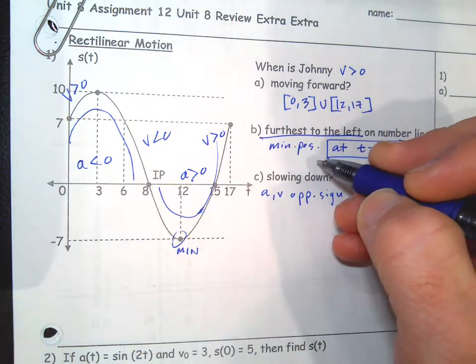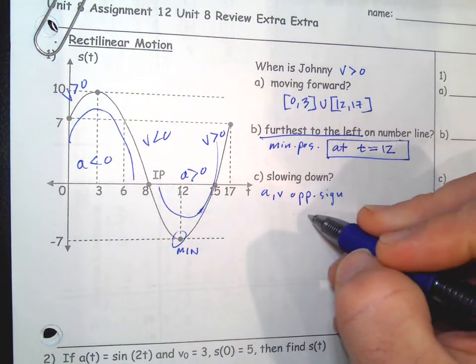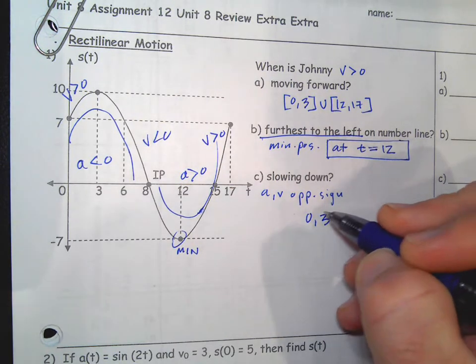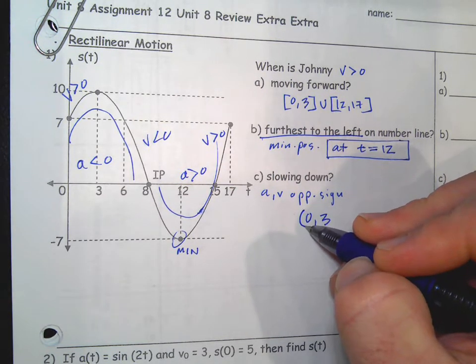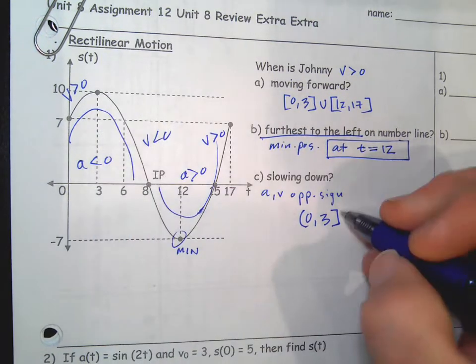So here's a negative acceleration, here's positive acceleration. So when do they have opposite signs? Well, this is positive velocity, negative acceleration. So we're going to say 0 to 3. And we're not going to include the endpoints for concavity, but we do include the endpoints for velocity.